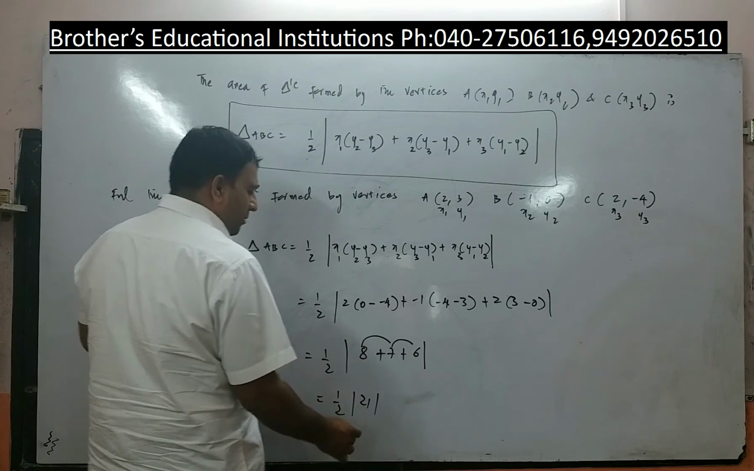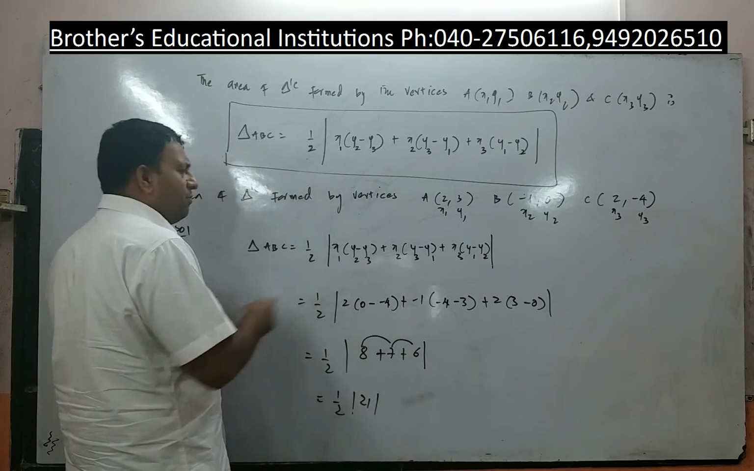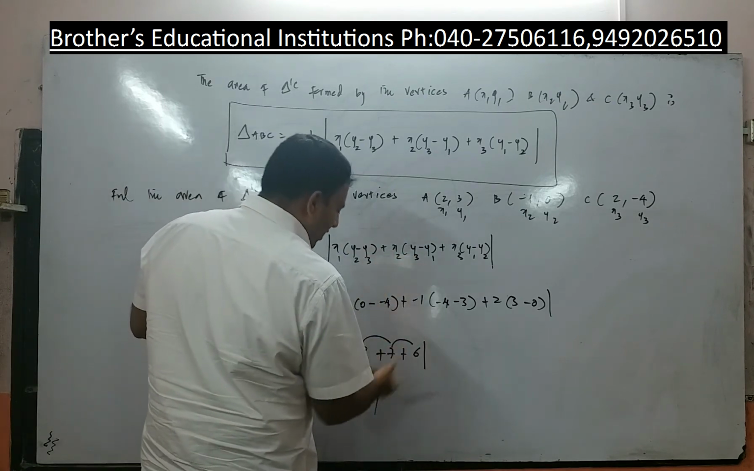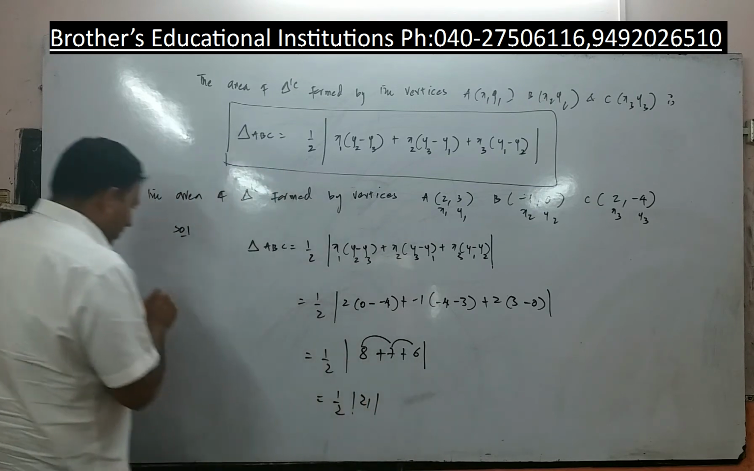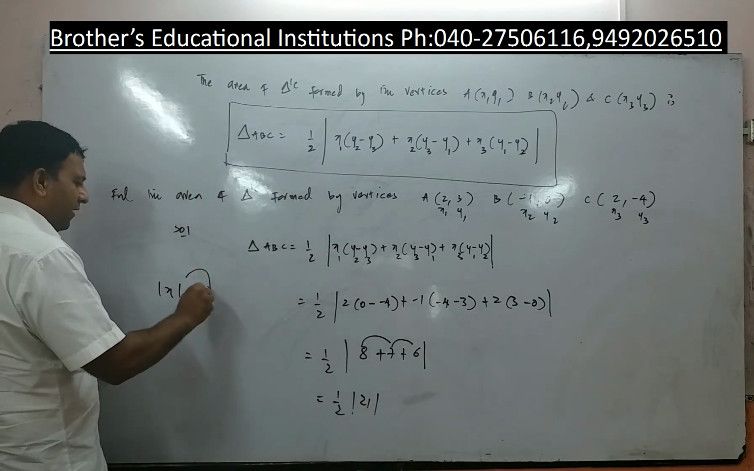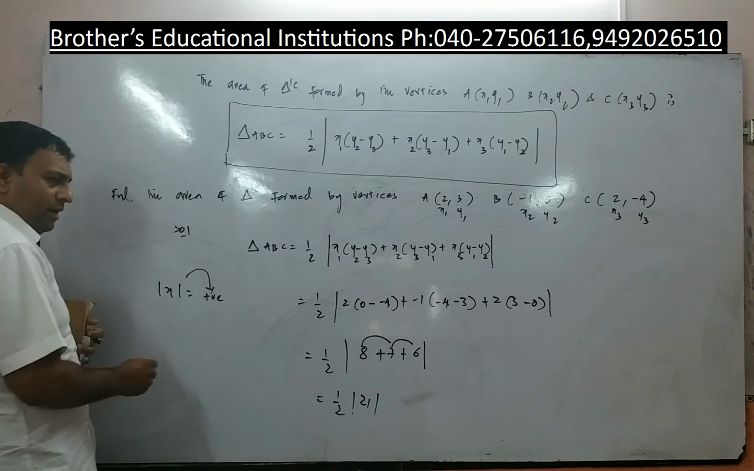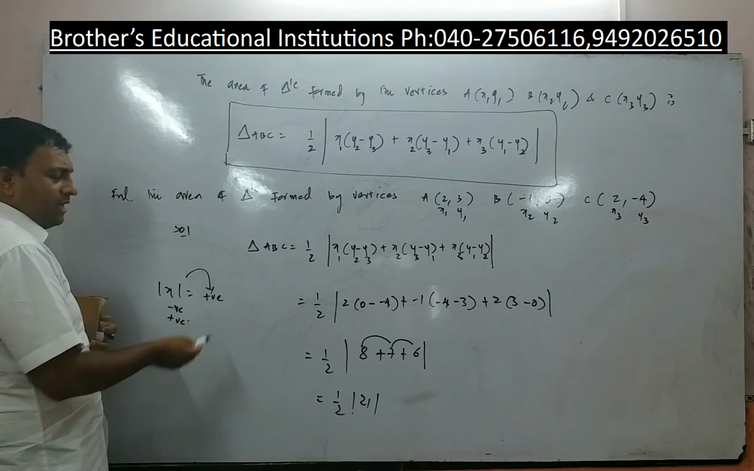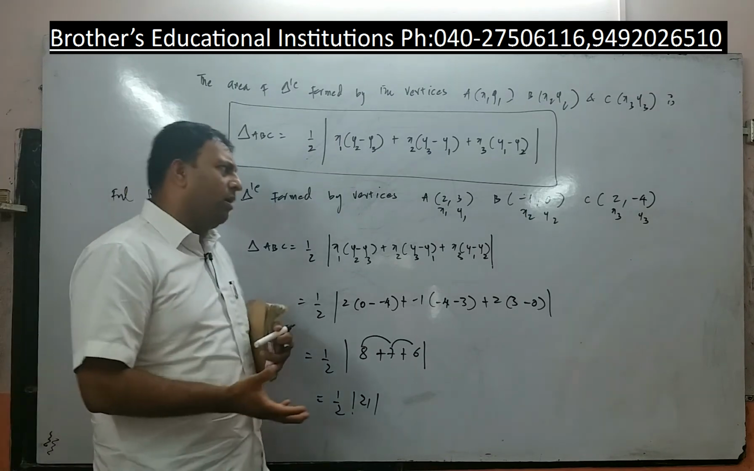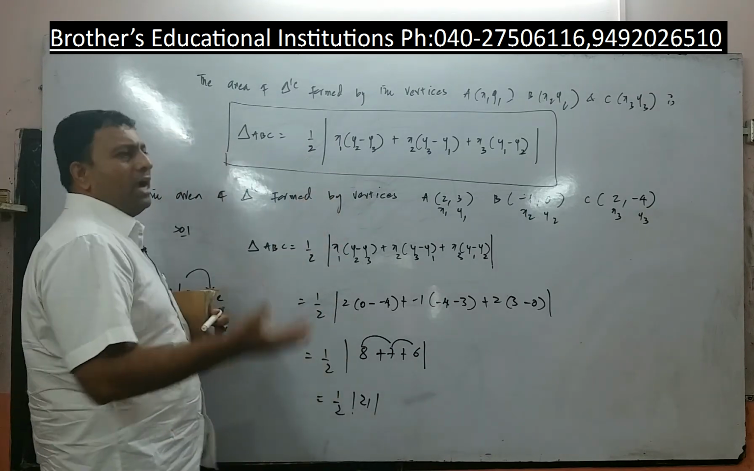So it is 21 by 2. The meaning of modulus is, even though after calculations you get a negative value, you have to write it as positive. Is it not? What is modulus of x? Modulus of x is always a positive number. The number inside can be negative or positive, but the resultant is always positive. Why positive? Because you are dealing with area, and area can't be negative.